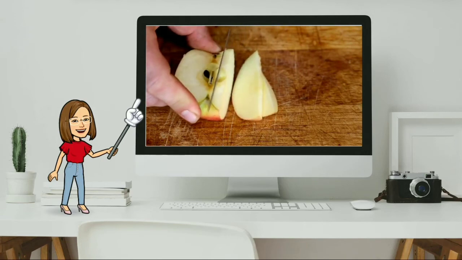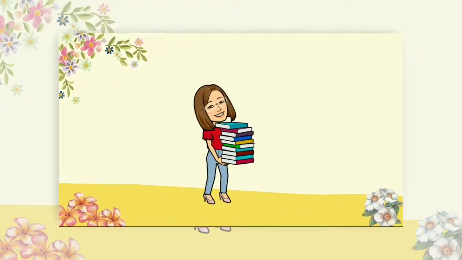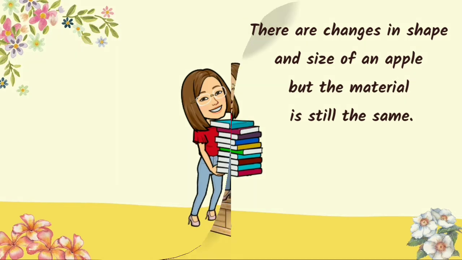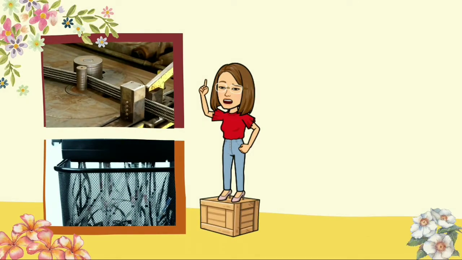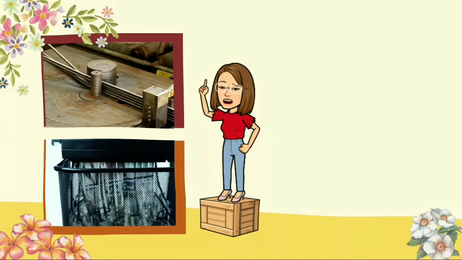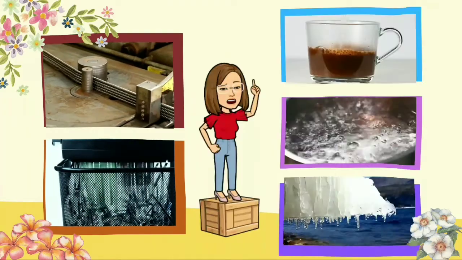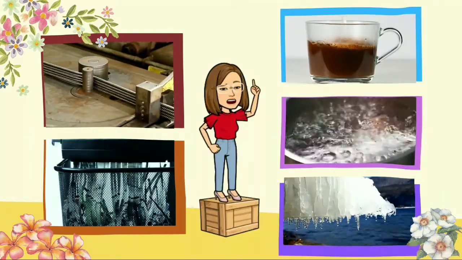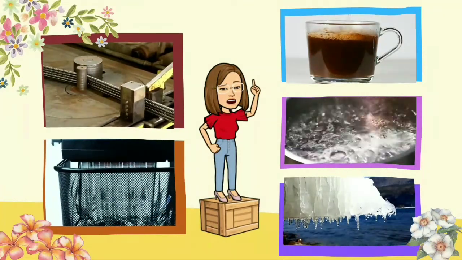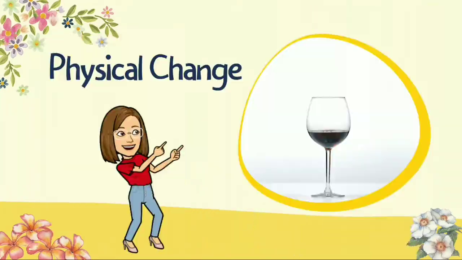just like when you cut or slice an apple. There are changes in shape and size of an apple, but the material is still the same. Aside from cutting, there are also other processes that cause changes in the materials. This includes bending, shredding, dissolving, boiling, freezing, and melting. The breaking of glass into pieces is also an example of physical change.